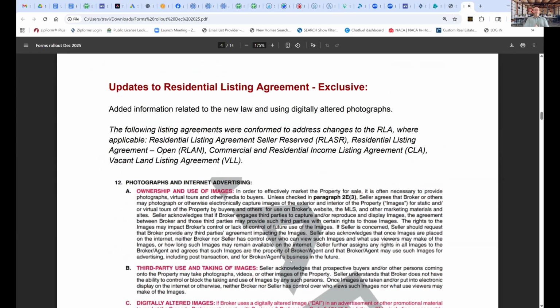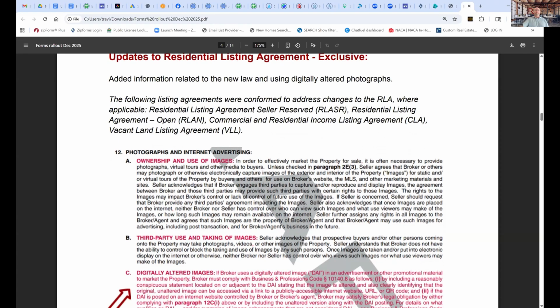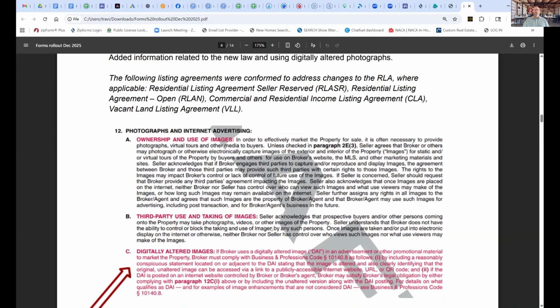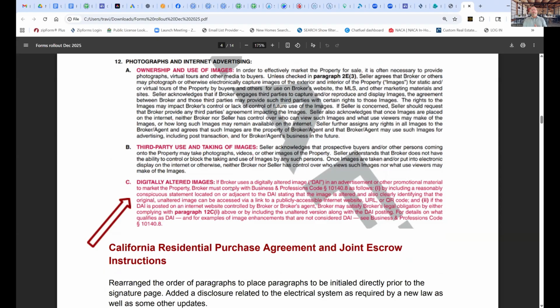Other updates, so we have updates to the RLA exclusive, the residential listing agreement. So they added information related to the new law and using digitally altered photographs. I covered this one a few weeks back, might have been last month even, about digitally altered images and the new law that is going into effect on the 1st of January. And this is an update they made to all of the listing agreements, not just the residential, but actually all of them. And you can see right here, they added in essentially the law on digitally altered images.